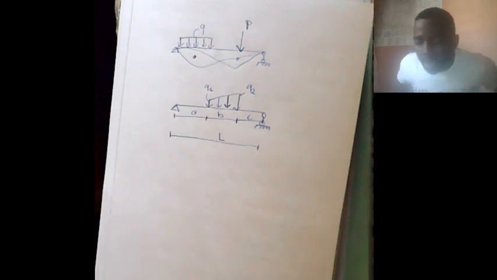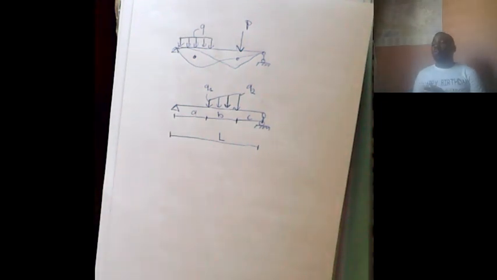They are just variable names, right? So we'll call that A, we'll call that B, we'll call that C. So what are we saying? We are saying that B is always the span of the trapezoidal load. Okay, B is always the span. In fact, we are saying that A plus B plus C should always be equal to L, first of all.